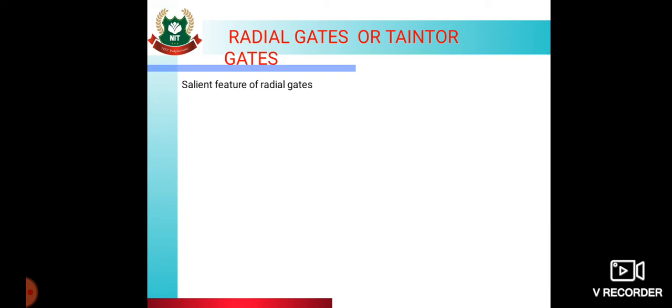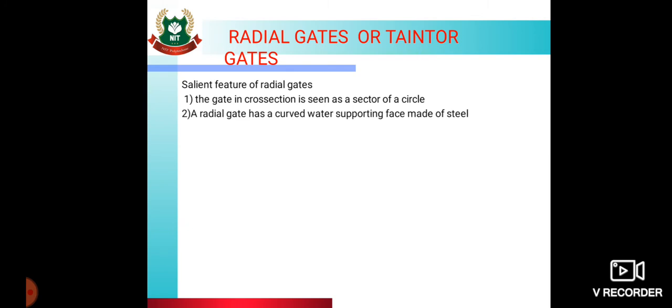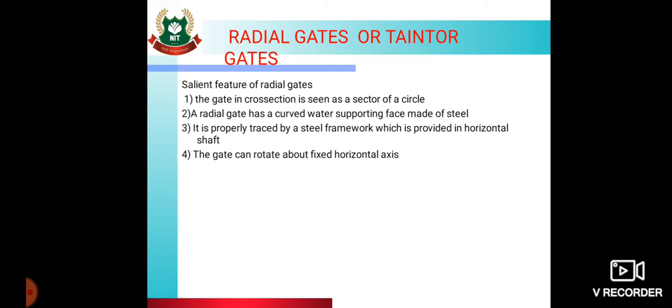Then radial gates or tainter gates. Salient features: the gate in cross section is seen as a sector of a circle. The radial gate has a curved water supporting face made of steel. It is properly braced by a steel framework which is provided in a horizontal shaft. The gate can rotate about a fixed horizontal axis.